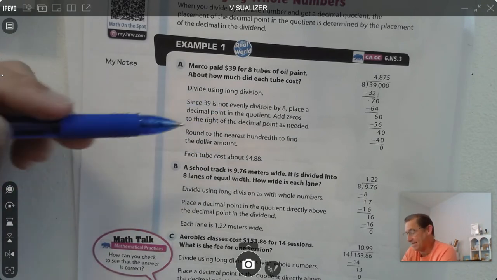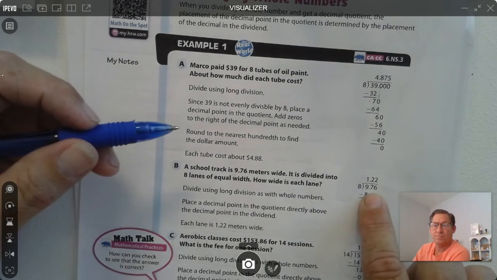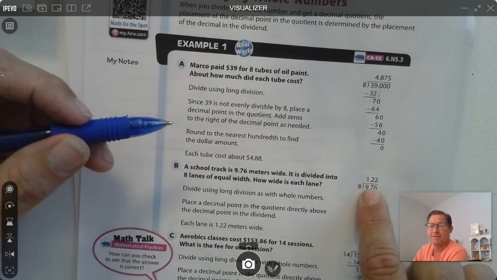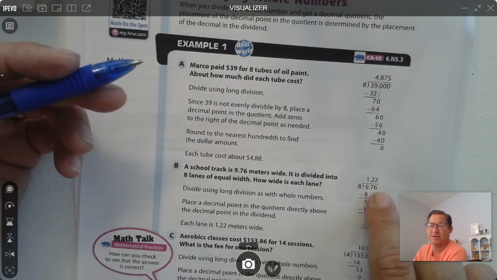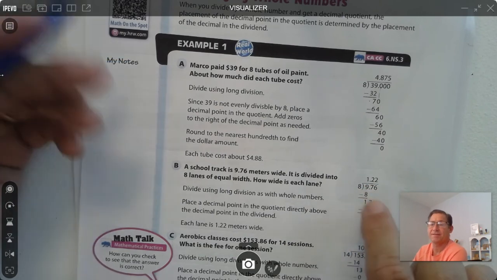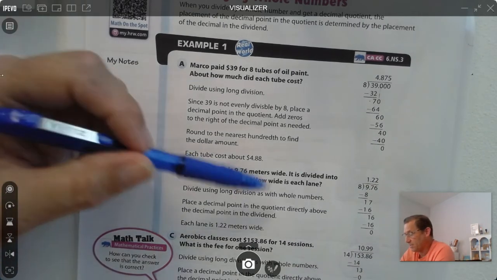Here's another example. A school track is 9.76 meters wide. It is divided into 8 lanes of equal width. So we're going to place the decimal straight up in the quotient. We're going to treat this as if it's just 976 divided by 8, and then we'll place the decimal at the end. So divide using long division as with whole numbers.